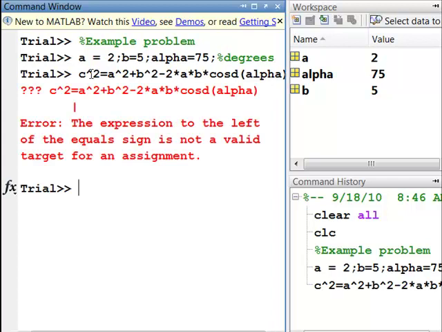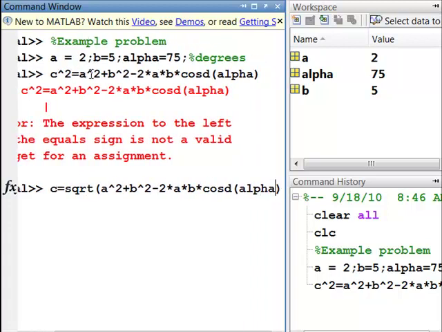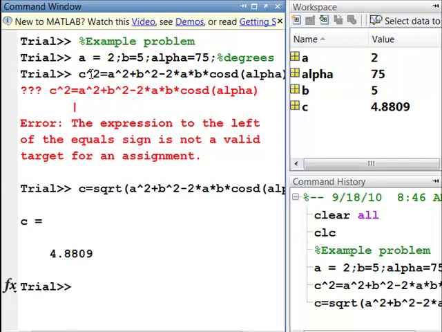And you see we have an error, and this is what I was talking about in the video. The expression to the left of the equal sign is not a valid target for an assignment. What we're learning here is Matlab does not do algebra for you. So you actually need to do the algebra to solve for c, which in this case is just taking the square root of both sides. So we can rewrite that. I'll hit the up arrow to bring up the same equation, and say c is equal to the square root of all of this stuff. And now we've calculated c, 4.8809.